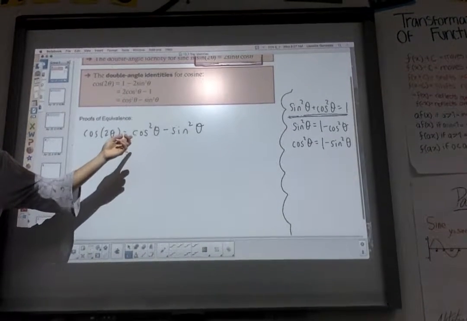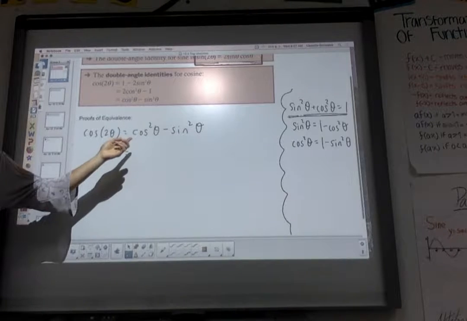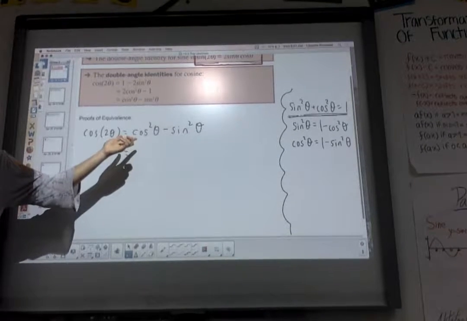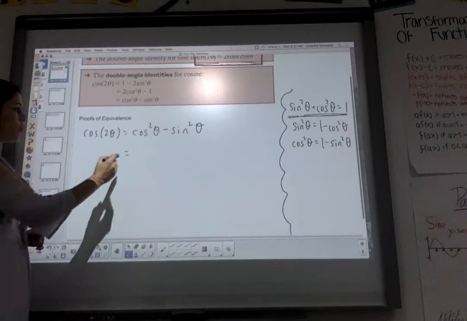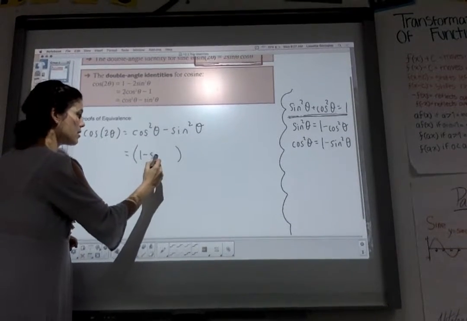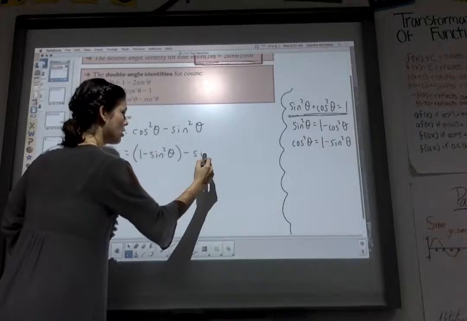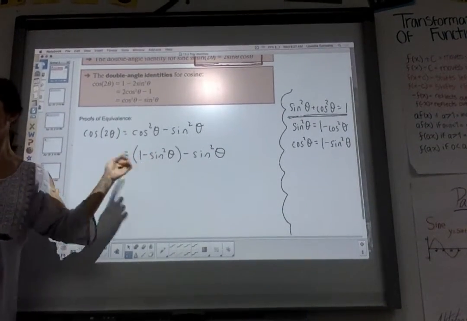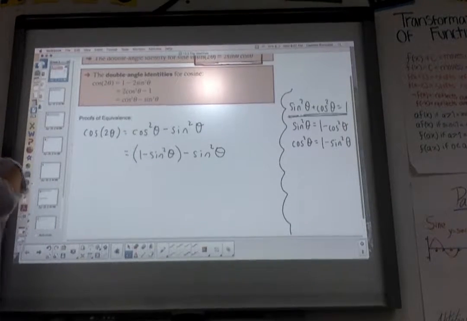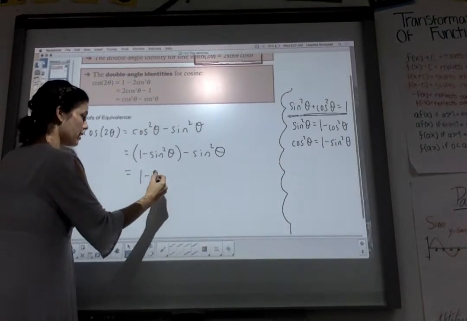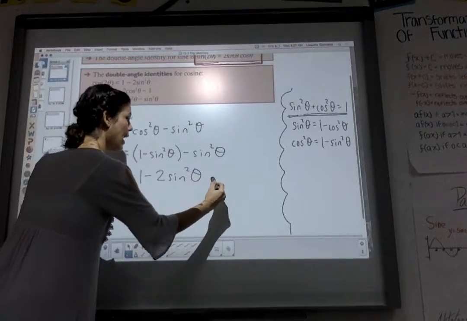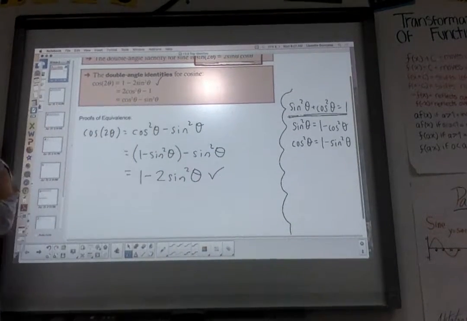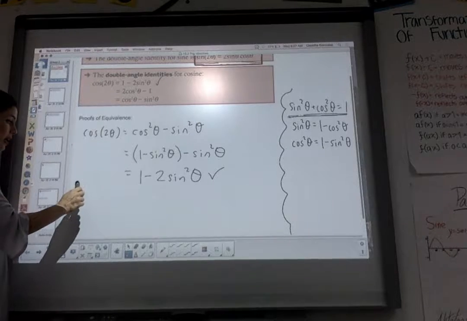So to prove the first one, in place of cosine squared, who can I replace it with? 1 minus sine squared. So in place of that, I could put 1 minus sine squared. Do you understand? And then what do you have here? 1 minus 2 sine squared. And check, check. Do you see it? So I just proved to you that it's equivalent. Fine. Let's do it again.